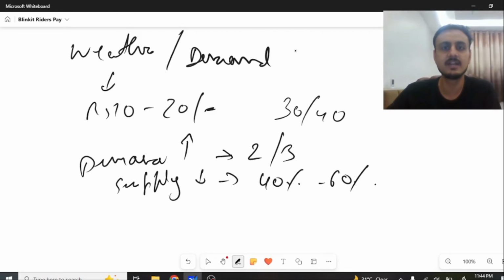And then there is demand surge also. In case the demand is too high and the availability of riders is too low, in that case you can add some additional surcharges, maybe 10 rupees, 20 rupees for the riders. And this is the same model that even Uber, Ola also follow. So a similar thing is also followed in quick commerce companies. Even Zomato, Swiggy follow it. So this will be the additional thing in the rate card.